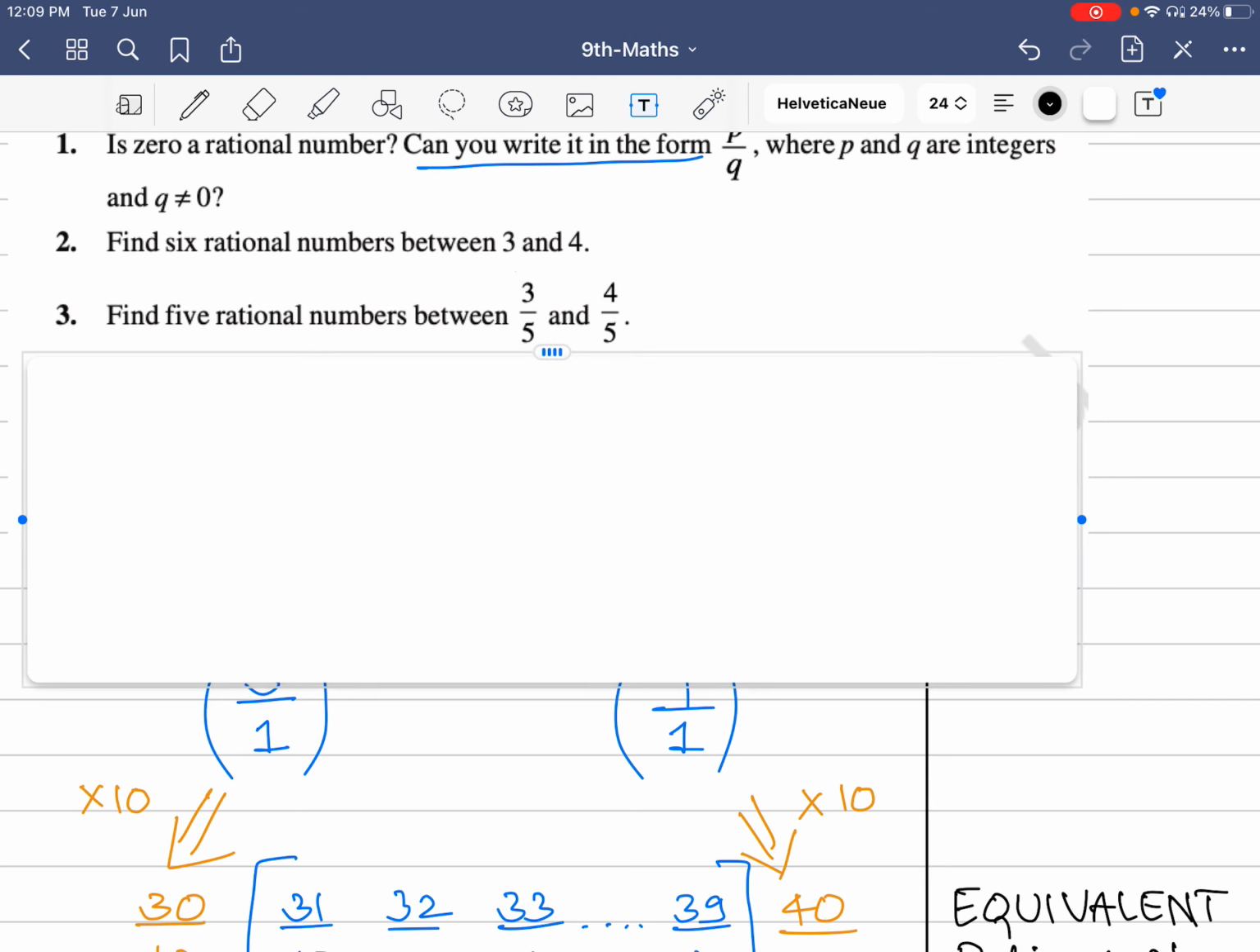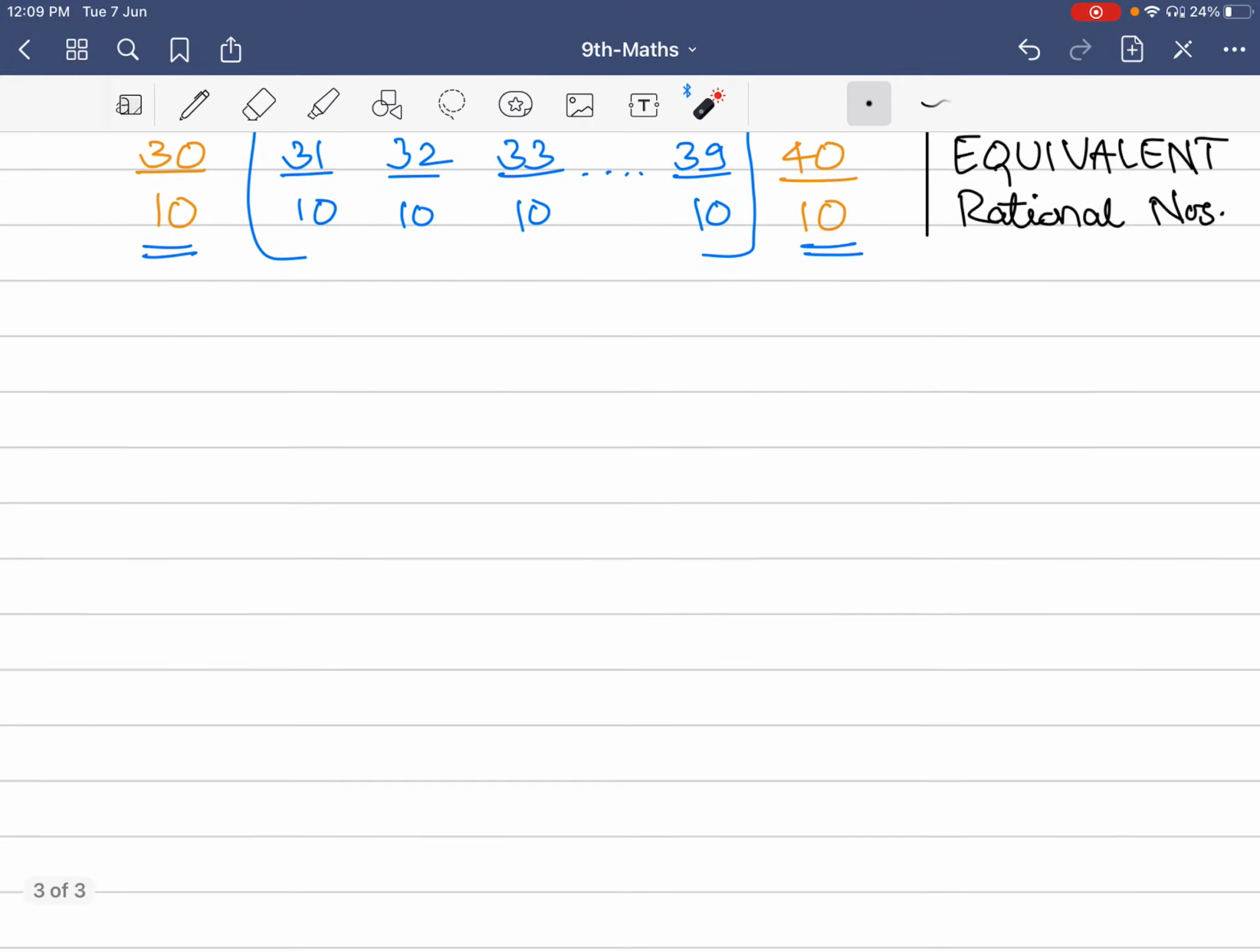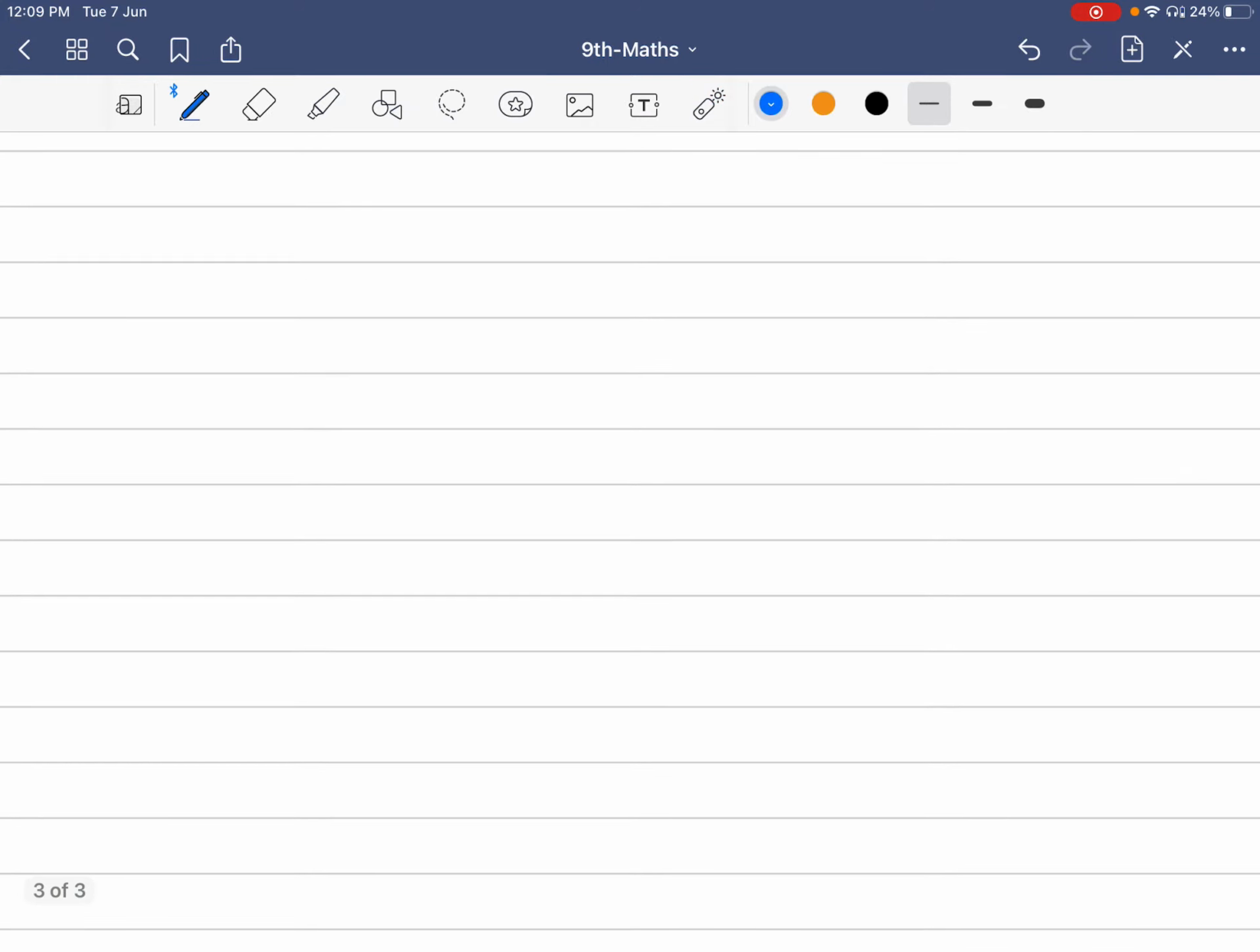Question number 3 is exactly similar to question number 2. We have to find 5 rational numbers between 3 by 5 and 4 by 5. So very quickly, let's do the same procedure. The rational numbers given to us are 3 by 5 and 4 by 5.